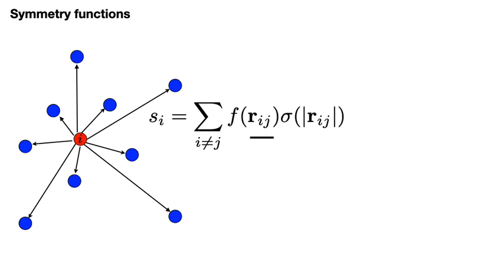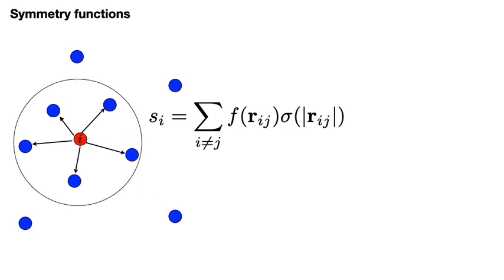The sigma in the product inside the sum here is a cutoff function. This is a function that is 1 when the vector r_ij has a magnitude that is less than a cutoff, and that is 0 otherwise. The vectors that satisfy this condition of having a magnitude that is less than the cutoff distance are indicated by the black lines inside the circle. The circle represents the cutoff distance.